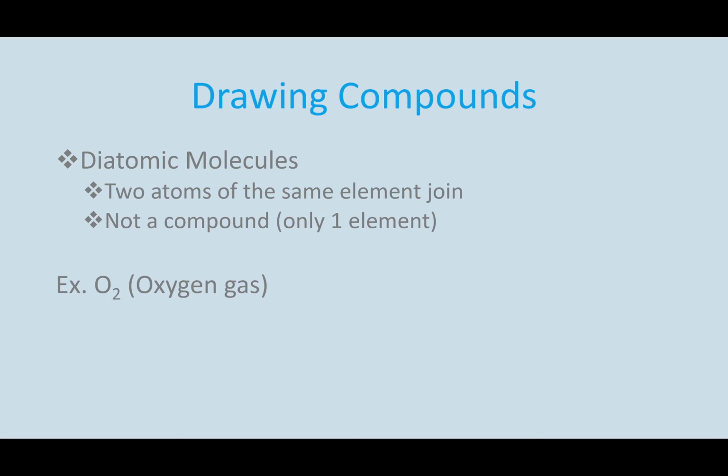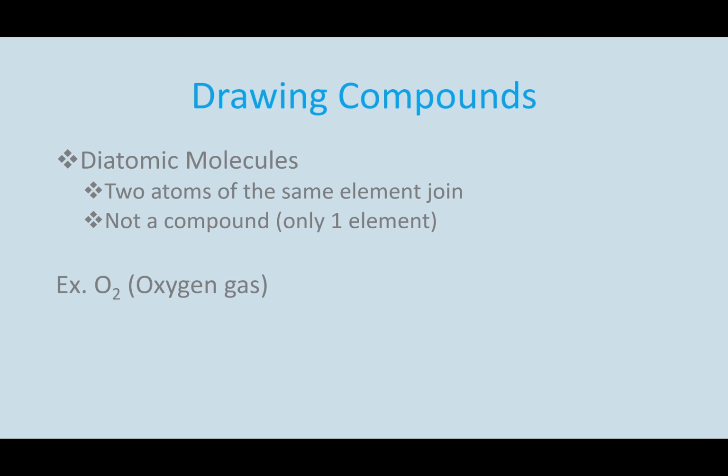The other thing that we could be drawing is diatomic molecules, and basically diatomic molecules, they kind of come from the name, so it's just basically two atoms of the same element that join. These are not considered compounds because there's only one element, so these are just considered elements. It just tends to be that this is the way that these elements are found in nature. They're found usually joined together, and they always tend to form a gas.